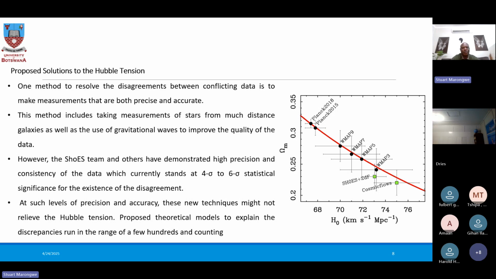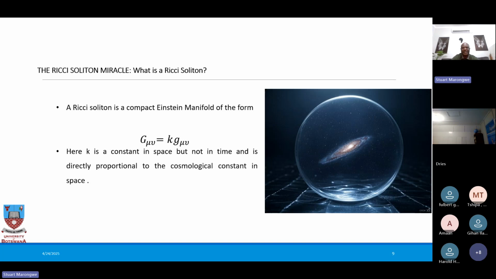However, SH0ES, led by Adam Riess and others, demonstrate high precision and consistency of the data, which currently stands at 4 to 6 sigma statistical significance, meaning that this disagreement between these two types of measurement is real. It needs some explanation in terms of modification to lambda CDM itself, the standard model, or some new physics. So here we now introduce what is known as the Ricci soliton.